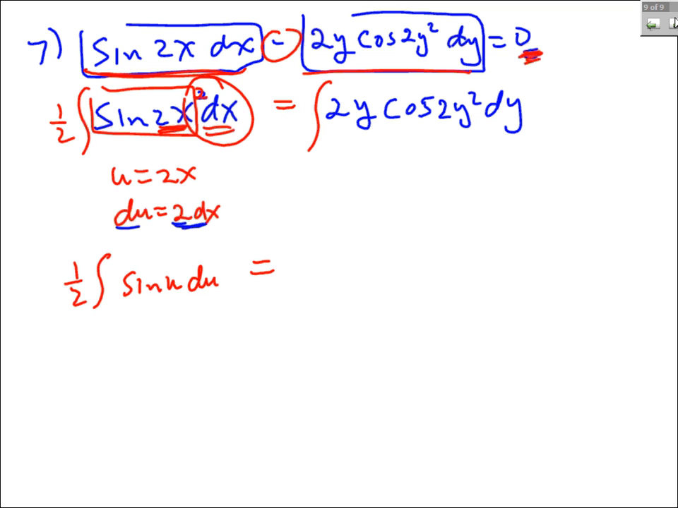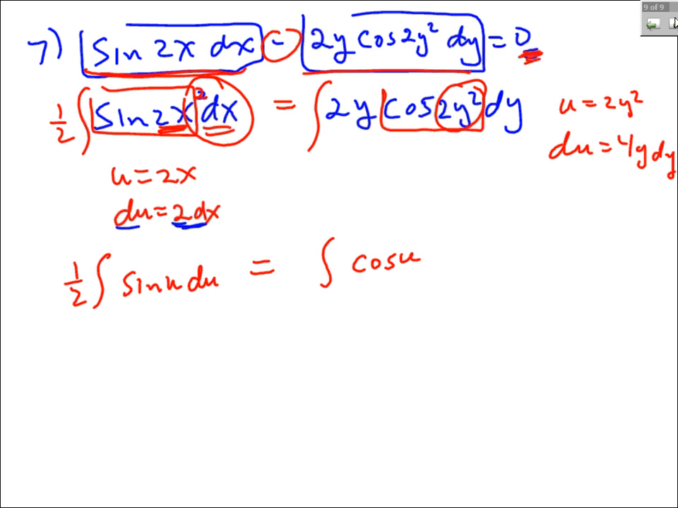The right side. If I let u be 2y squared, well then du will be 4y dy. So that piece is going to be cosine of u. What's left over? Answer, 2y dy. Oh wait, if I multiplied it by 2, I'd have 4y dy. And then I can call it du. But I have to bring out a half.